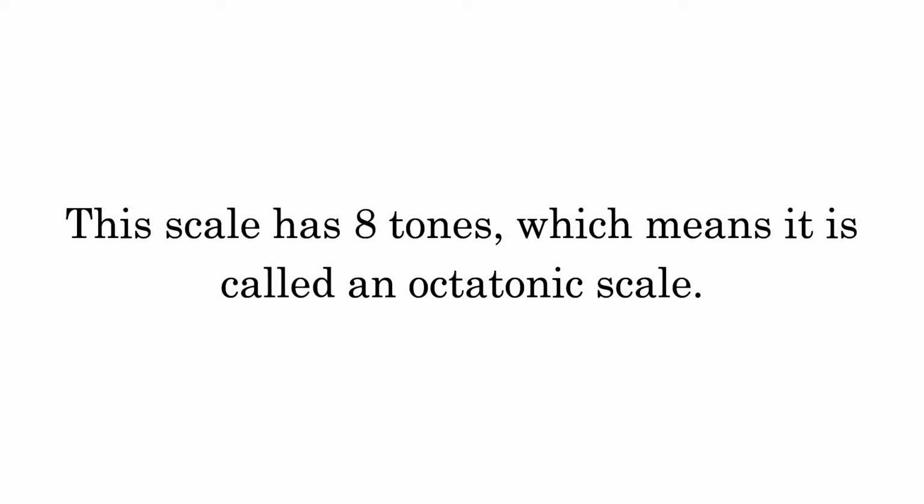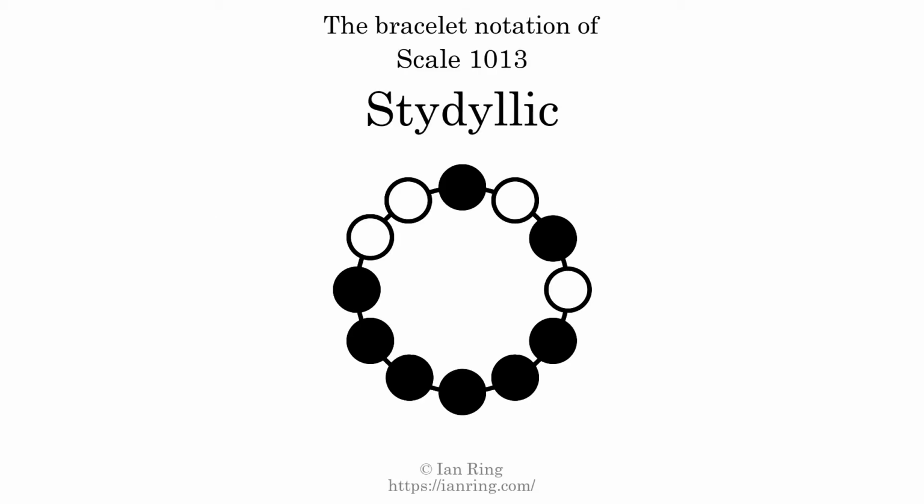This scale has 8 tones, which means it is called an octatonic scale. This is a bracelet notation diagram of scale 1013. The shaded circles represent tones that appear in the scale, and they are read clockwise, starting at the top.